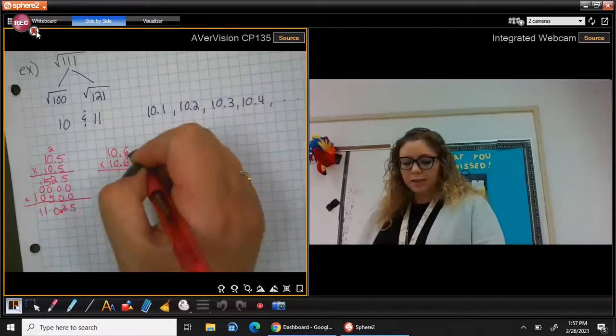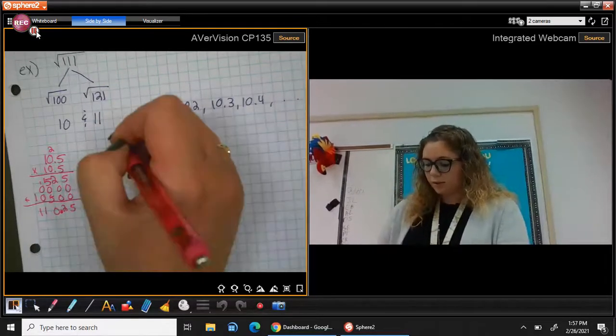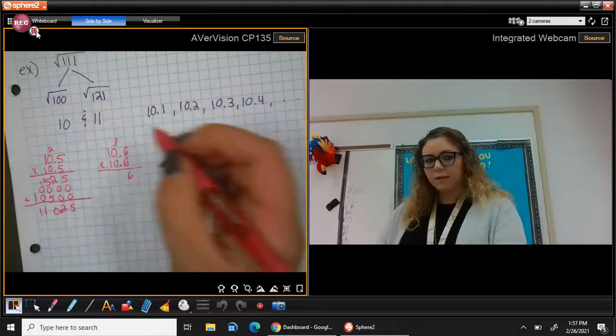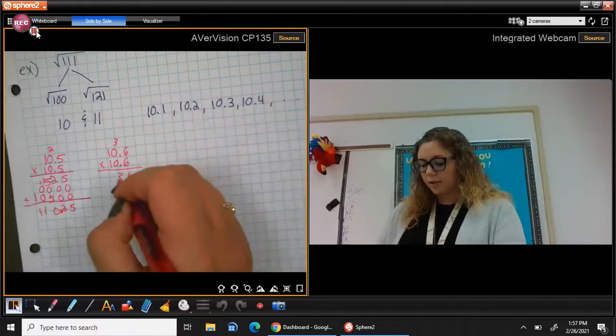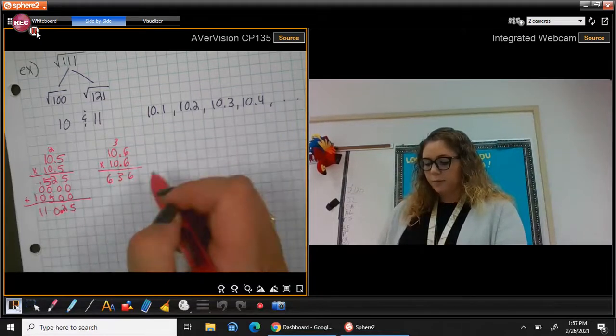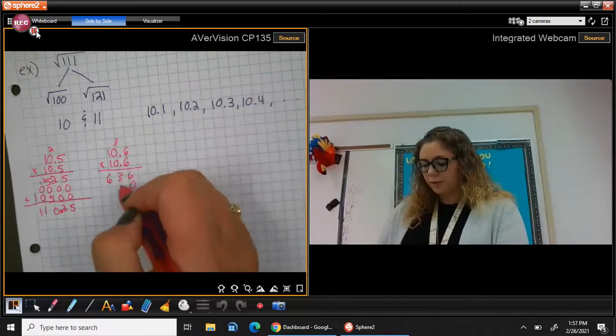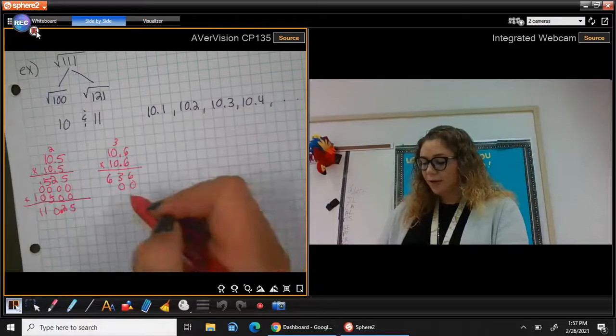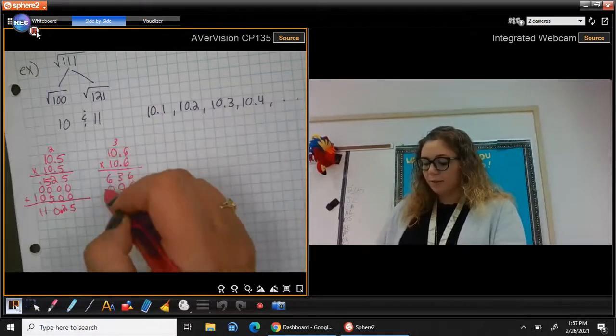Okay, 6 times 6 is 36. 6 times 0 is 0, plus 3 is 3. 6 times 1 is 6. Put my placeholder. 0 times 6 is 0. 0 times 0 is 0. 0 times 1 is 0.